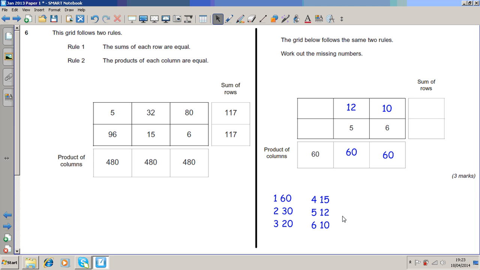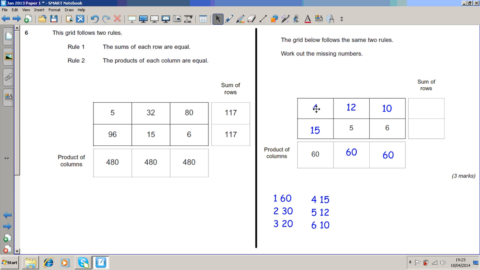So this number here has to be 11 more than this number here. Well, that looks like 4 and 15 to me. Because if I have 15 here and 4 there, I'm going to catch the 11 up.